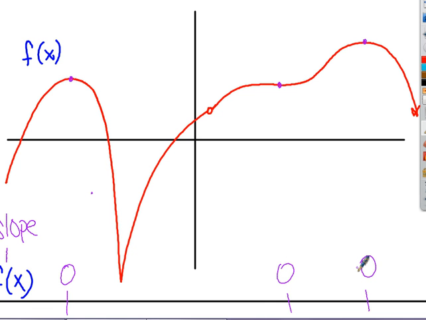And then I ask myself, when are my slopes undefined? You're using the word slope. Slopes are undefined at cusps. Slopes are undefined at discontinuities. So I put my u and my u. And then you're just going to ask yourself, when are my slopes positive? Slopes are positive when the graph goes up. Graph goes up. Graph goes up. And slopes are negative when the graph comes down, which are these two spots.